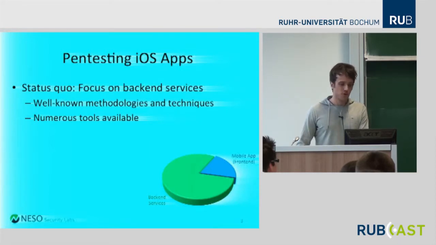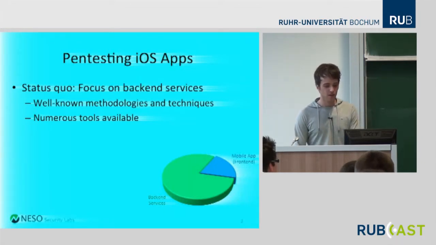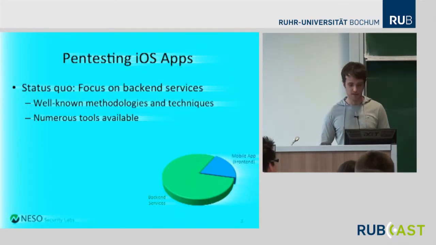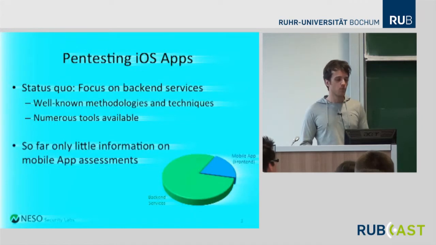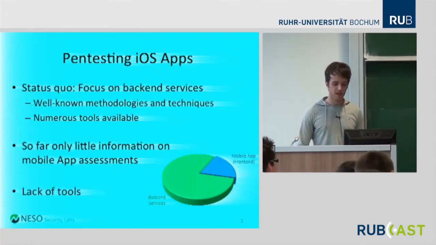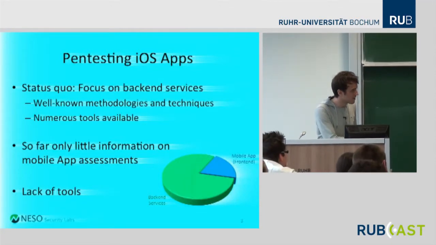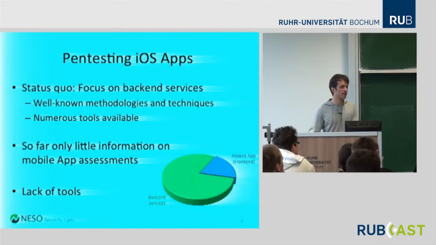In addition, we have plenty of tools and scanners for revealing vulnerabilities in web applications, and we could just go on using them to spot vulnerabilities in web service backends like SQL injection, directory traversal, and all that stuff. Compared to that, there's so far only little information on mobile app assessments, and to make matters worse, we have almost no tools to assist assessments of mobile front ends. So the purpose of this presentation is to enlarge that mobile app slice and to attach more importance to the app itself. And I promise you it's worth it.